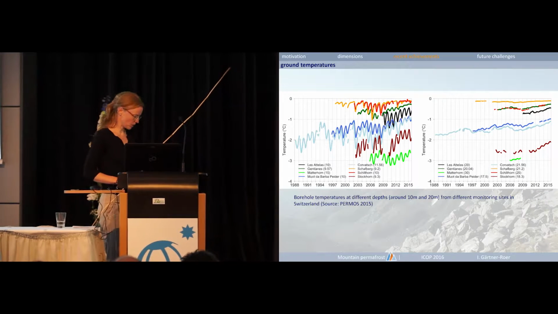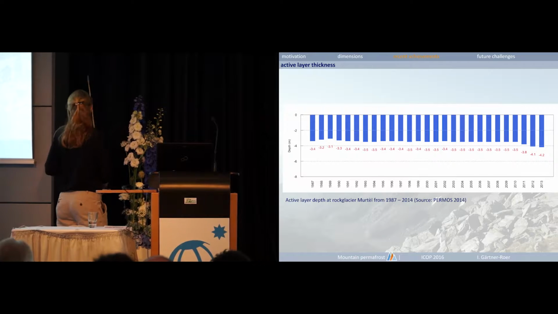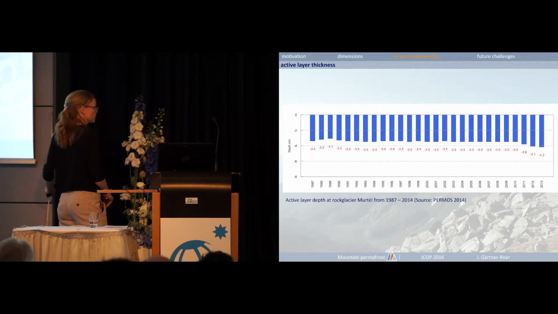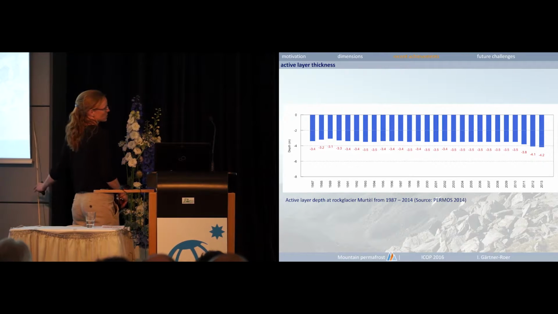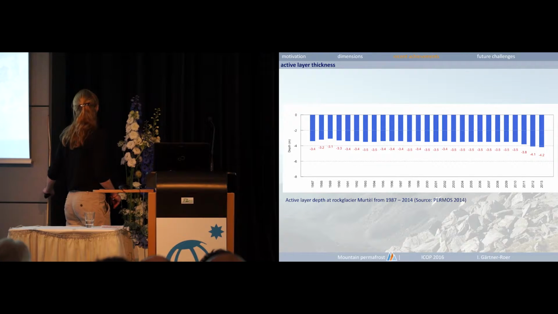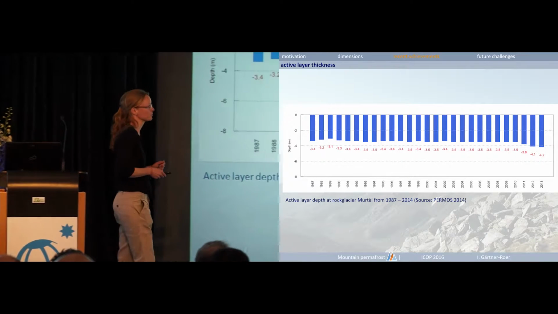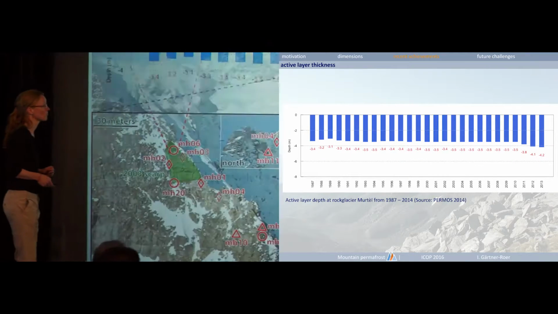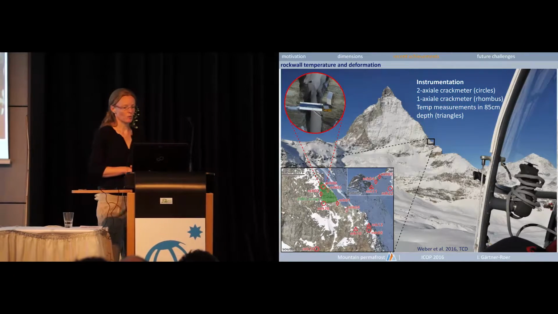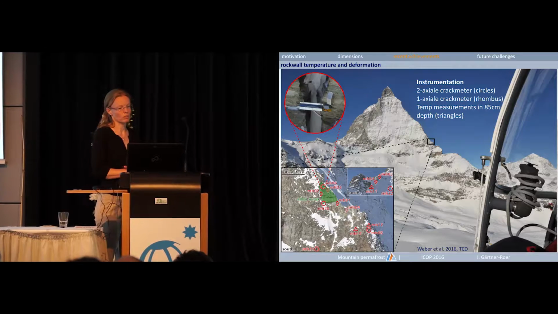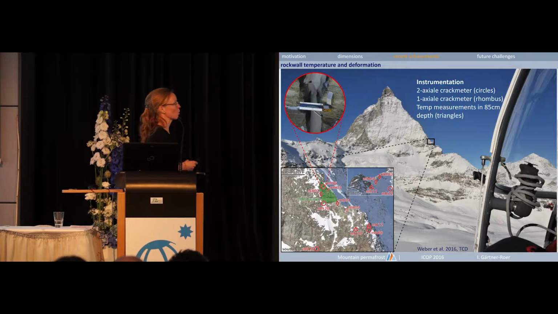Based on this data, we can also monitor the active layer depth. Again, example from Rock Glacier Motel. You see it was fairly stable over several years, and only recently we recognized that the active layer is increasing. Then we have sites where we look at more special extents, for example, in rock walls.